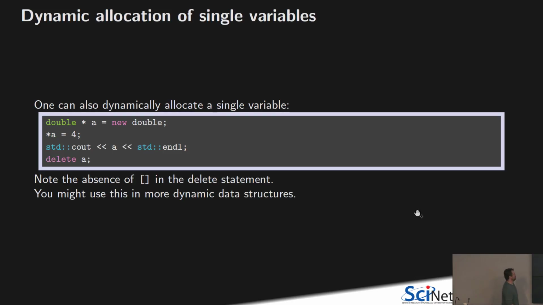Just so you know, there's also a possibility to use new to get not an array, but just one variable like this. You don't really use it much unless you're doing object-oriented programming or dynamic data structures, so we won't really see much of this. But whenever you do a delete and it's an array, make sure you put those square braces there.